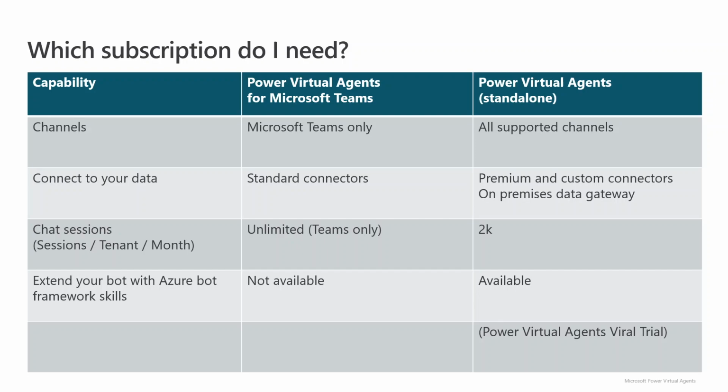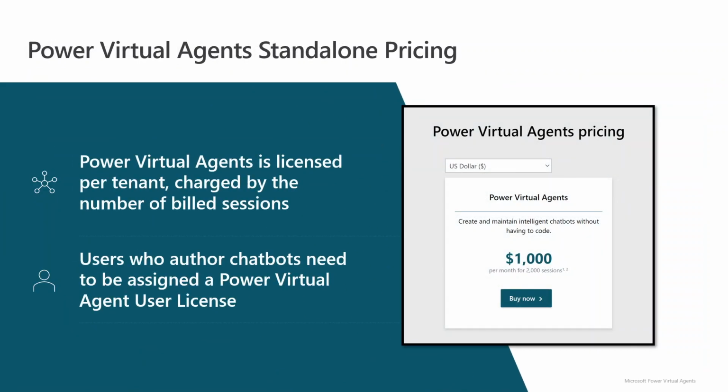You can have 2,000 sessions per month. A session tends to be one conversation from beginning to end with a user. There's a couple of limits on that. I think it's 50 or 100 chats, something like that counts as a session, or 24 hours, but 2,000 sessions per month. And you can extend with bot framework, and there's a trial that you can leverage to investigate things. Power Virtual Agents is licensed per tenant, charged the number of build sessions. The Power Virtual Agents for Teams is available if you've got Teams. You can just go and play with that straight away.